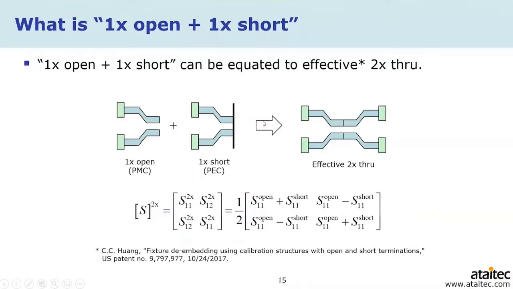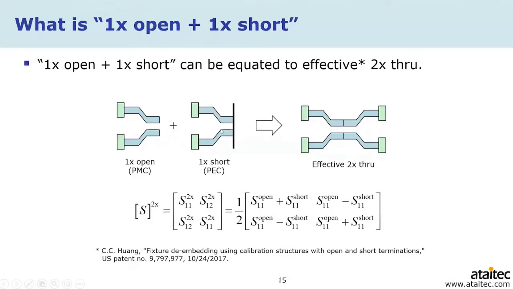Now, if you have both 1x open and 1x short available, you can actually equate them to an effective 2x through. The process is very simple and is covered by our patent. 1x open is sort of similar to the PMC, perfect magnetic conductor, boundary condition. 1x short is very similar to PEC, or perfect electric conductor, boundary condition.